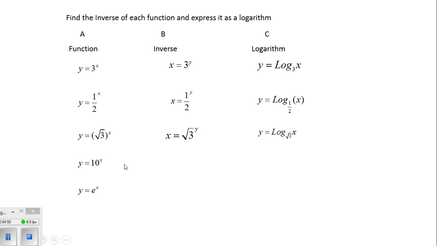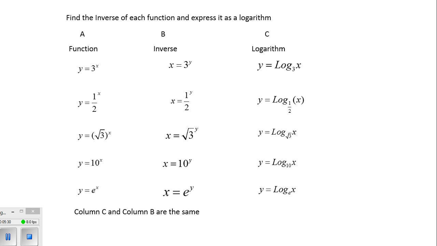The expression y equals 10 to the x, that's the exponential, its inverse is x equals 10 to the y, or y equals log base 10 of x. These will become known to us as the common log, log base 10. We'll talk about that later. Y equals e to the x, inverse, x equals e to the y, expressed logarithmically, y equals log base e of x. This is going to become known as the natural log, and again, we'll talk about that later.